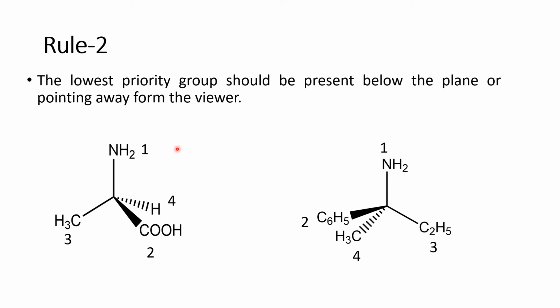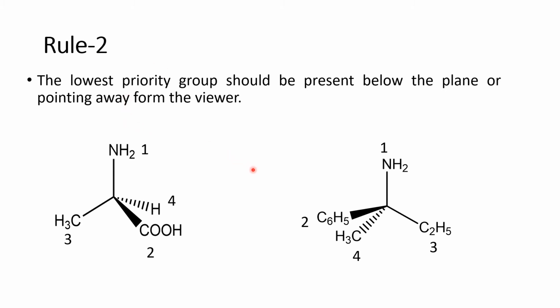So now our rule states that the lowest priority group, that means here the fourth group is hydrogen, here the fourth group is CH3. Whatever the group may be, this fourth priority group should be present below the plane, that means away from the viewer. Away from the viewer means it is represented as dotted lines. So this is the second rule.